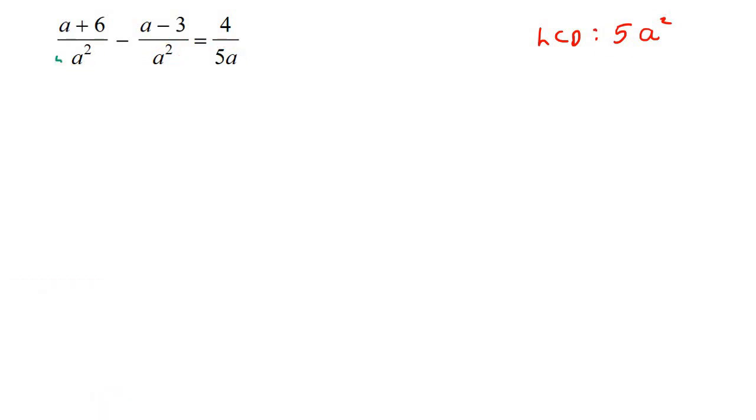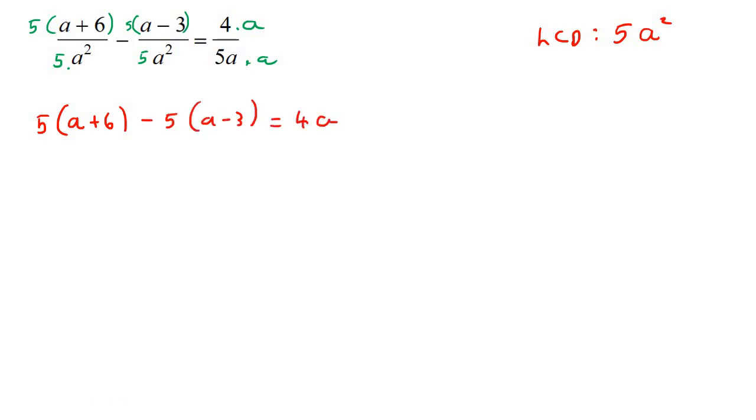So we would have to multiply this part by 5, and what you do to the bottom, you do to the top. This part you'd have to multiply by 5, what you do to the bottom, you do to the top. And then this one you'd have to multiply with a, and so what you do to the bottom, you do to the top. That now means we're going to be left with 5 bracket a plus 6 take away 5 bracket a take away 3 equals 4a. And then the bottom parts are all going to be the same, so I'm going to ignore that.